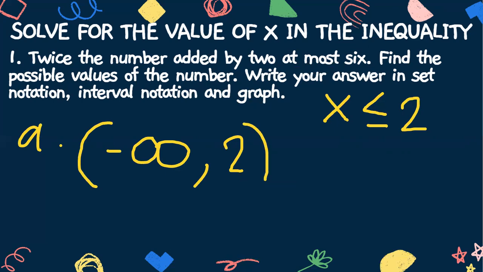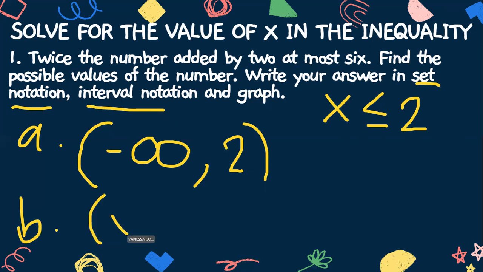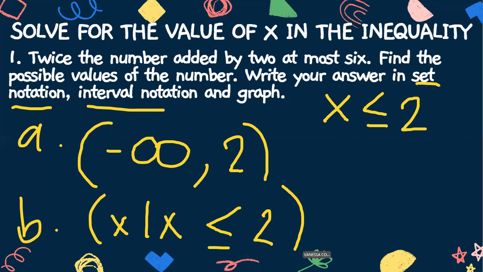And then, yung ating letter B, ano yung kanina? Ito yung set notation. Set notation naman tayo. X such that x is less than equal to 2. Okay? Bracket po, gagamitin natin bracket. Ibig sabihin, kasama siya. And then, sa letter C, yung ating graph.